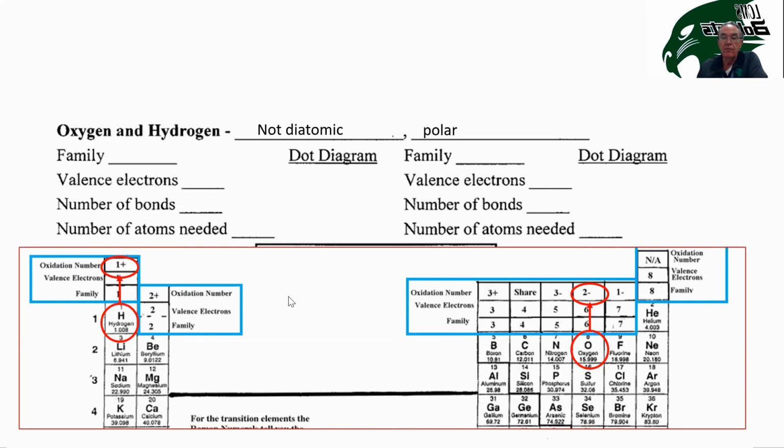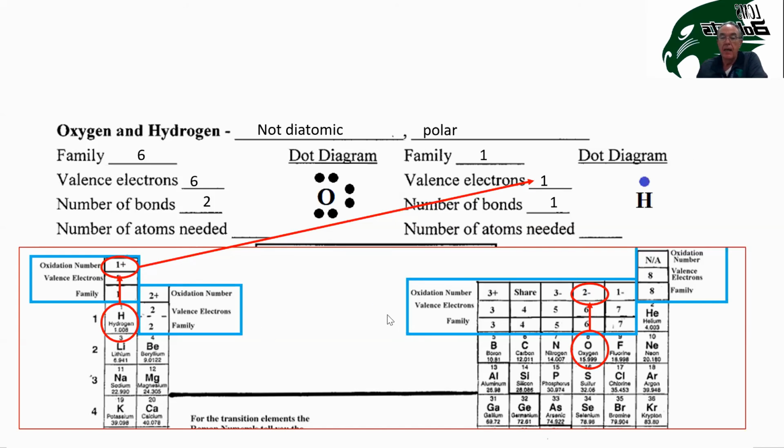Remember, the first energy level is filled when it has 2 electrons. So we have oxygen's in family 6, 6 valence electrons. 6 valence electrons means it has 6 dots in its dot diagram. Number of bonds is the same as the oxidation number, so it needs to make 2. Okay. The hydrogen is in family 1. It has 1 valence electron. It needs to make 1 bond. It's the same as the oxidation number.